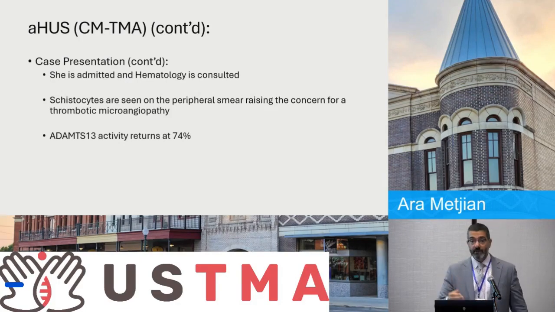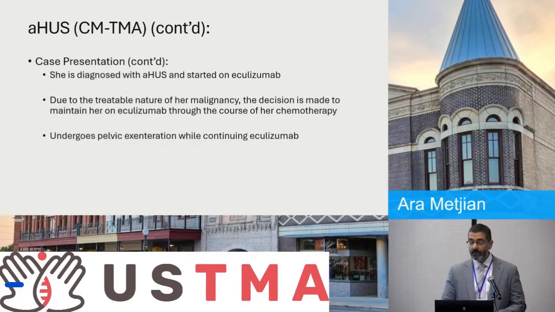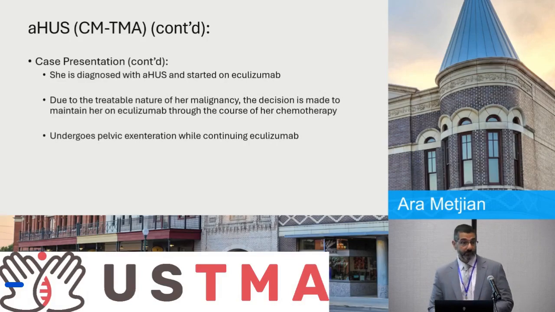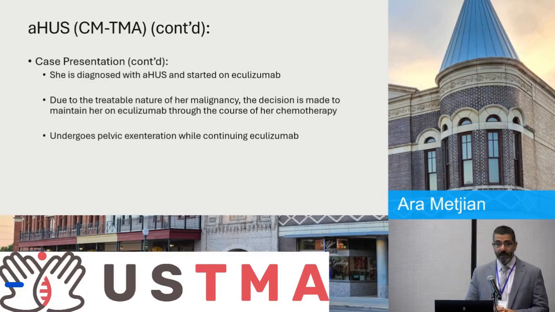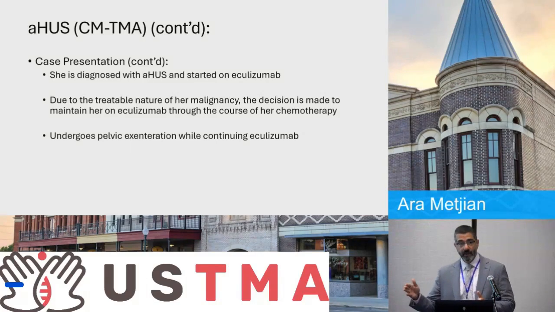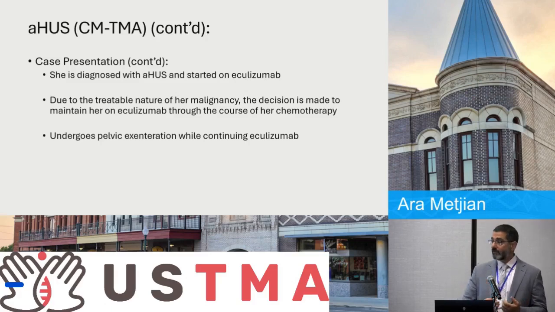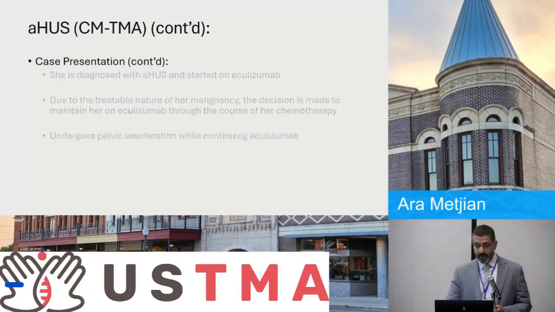We check her ADAMTS13. It comes back at 74%, so we know this is not TTP. And then we think, okay, it's most likely complement-mediated. We start her rather quickly on eculizumab. Because we're worried that the chemotherapy caused this, but she needs this chemotherapy, we just kept her on eculizumab for the entire cycle of her chemotherapy. When the chemotherapy downsized her tumor, we kept her on it while she underwent her hysterectomy and removal of her cancer. And then we kept her on it for another 6 months.